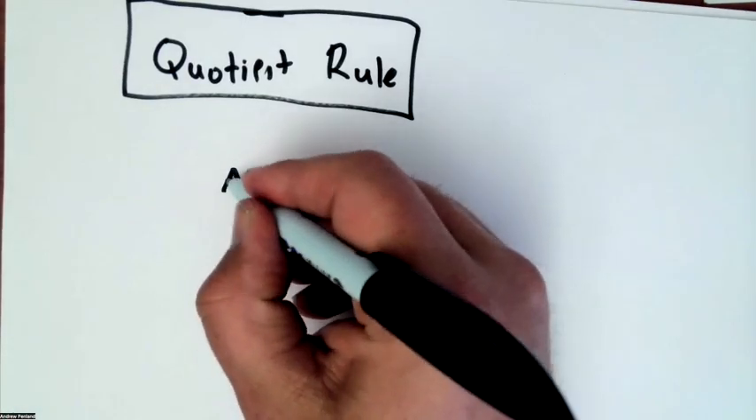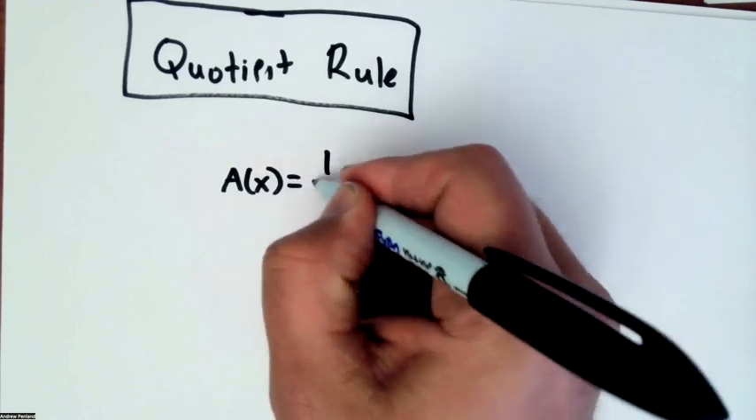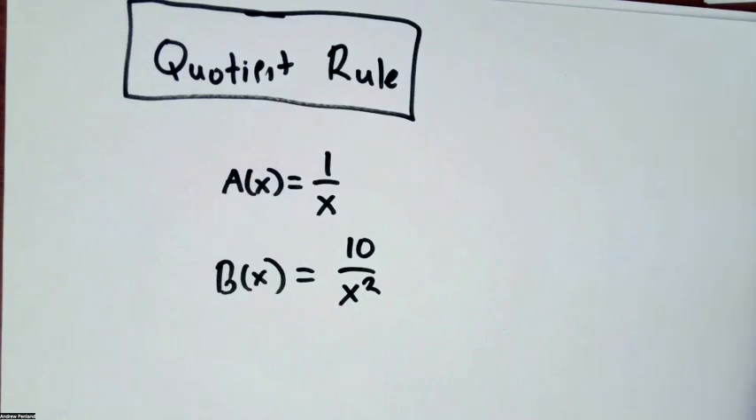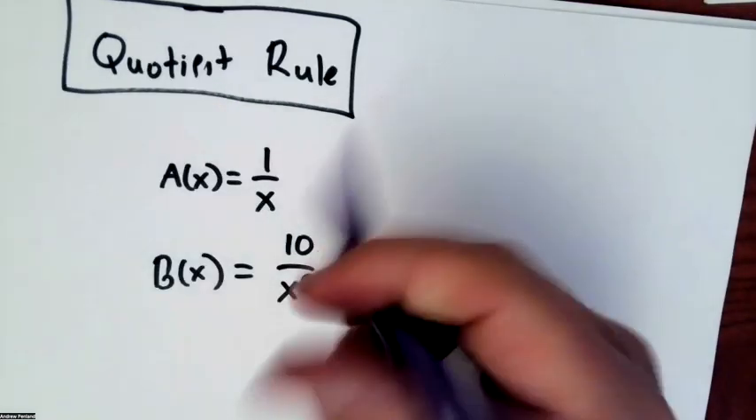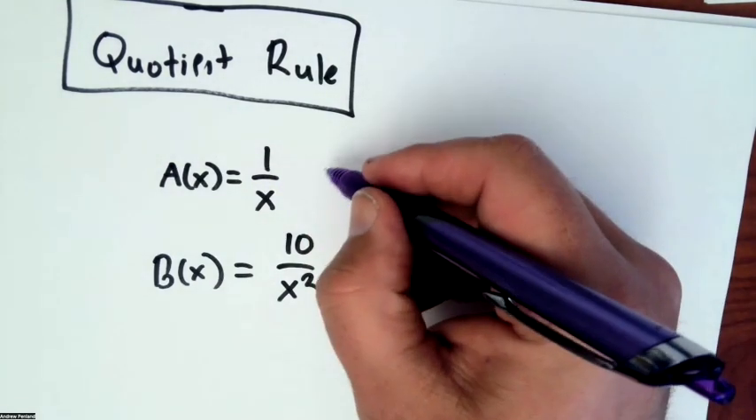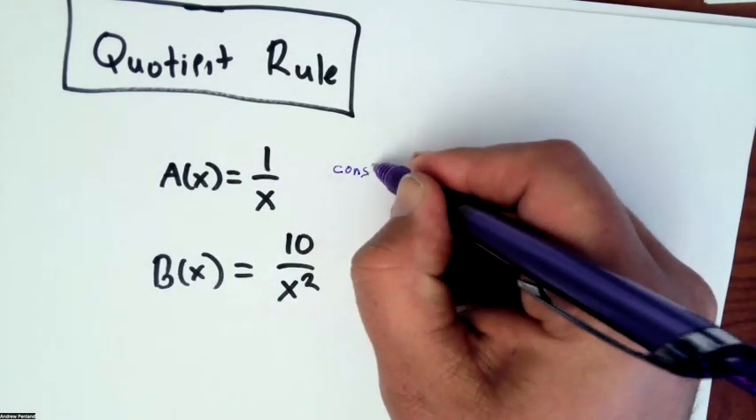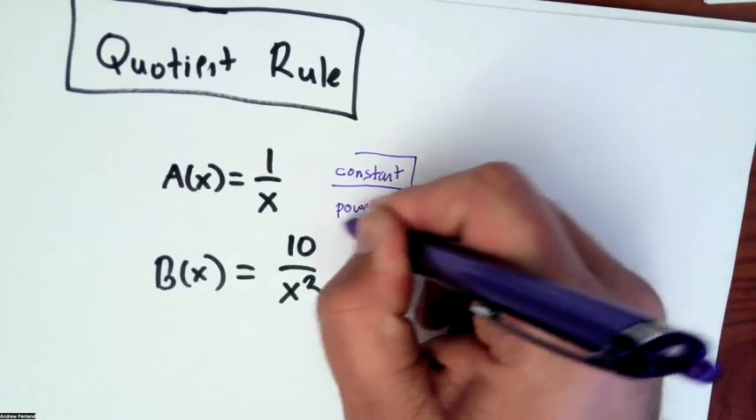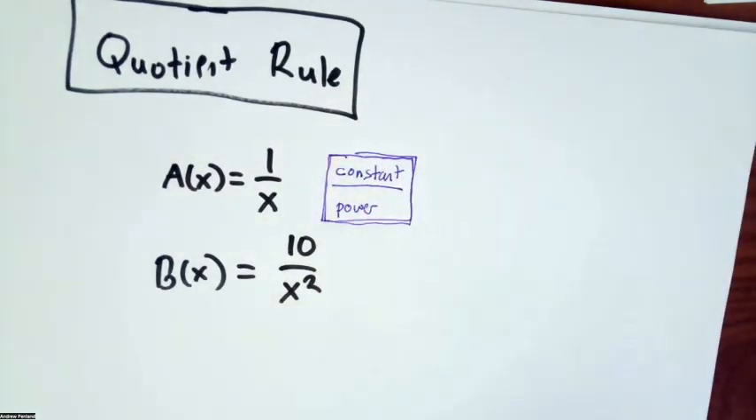So you can do a of x equals 1 over x. That's an example of a place where you could use quotient rule. 10 over x squared. Okay. So far, both of the examples you've given me are great because we could use quotient rule with these. These are a common pattern, which is a constant function over a power function. And the question is, can you give me one where it's not constant over power?